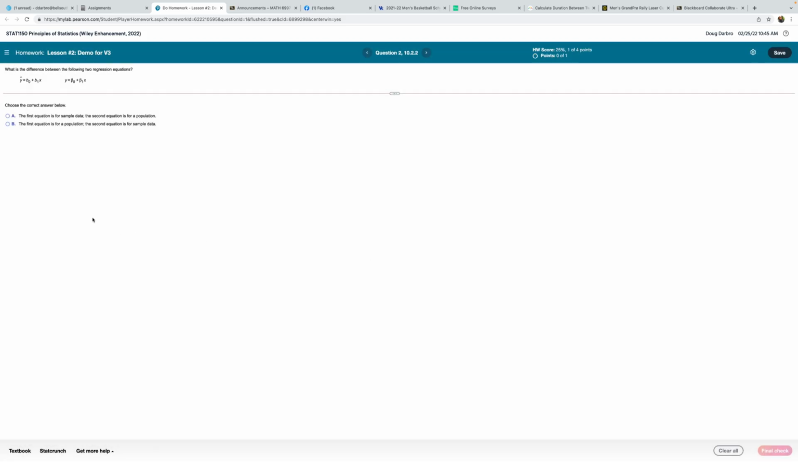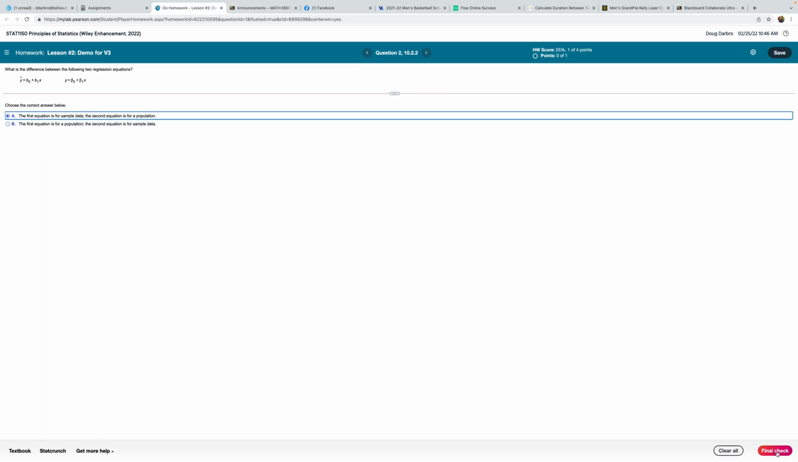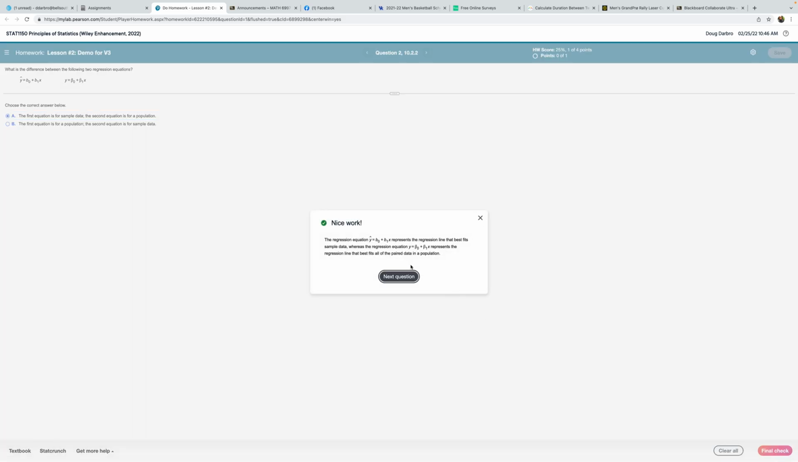All right, what's the difference between the two regression model equations? Well, remember, if we have the betas, this is the population model. And if we have the Bs, this is the model that we're using to predict. This is the model that we created from our sample. So the first equation is for sample data. The second equation is for population. That one's pretty easy. Oh, yeah, that's it. Usually when that pops up, it means we've done something wrong. I'm like, no, that's not wrong.